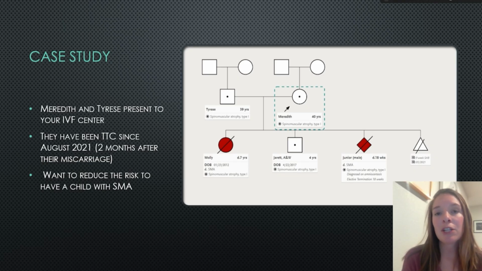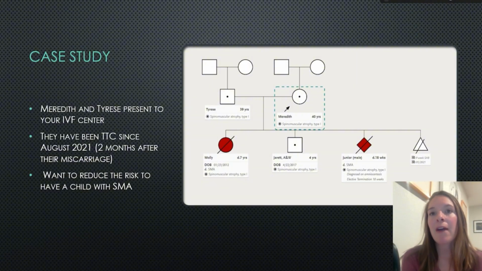They are still hoping to grow their family, so they have had another pregnancy in 2021. That pregnancy unfortunately resulted in a 9-week miscarriage or spontaneous abortion, which I abbreviate as SAB. The couple shares with you that after a few months after their miscarriage in May of 2021, they started trying to conceive again and that they have not been able to fall pregnant again. And it's been almost a year of trying, or I should say 9 months or so of trying.